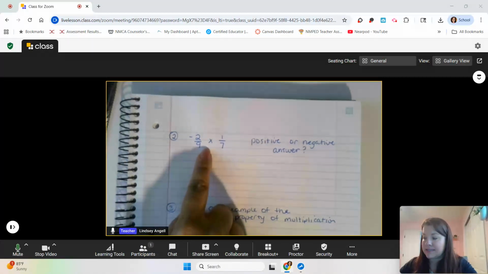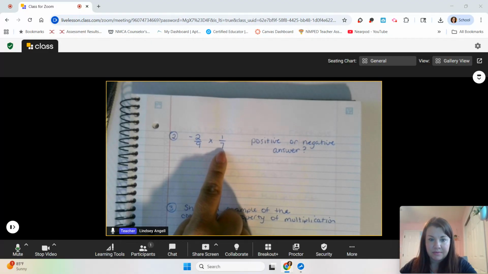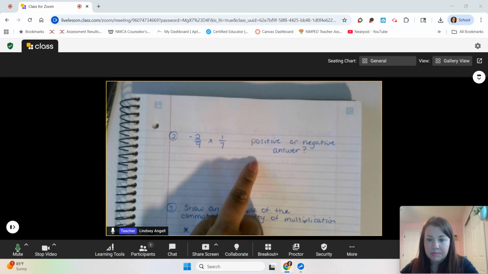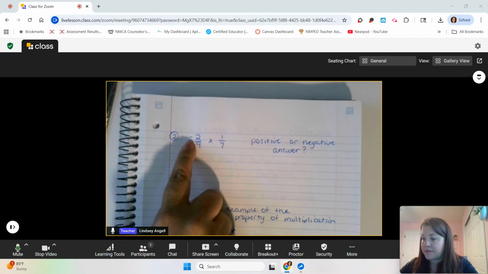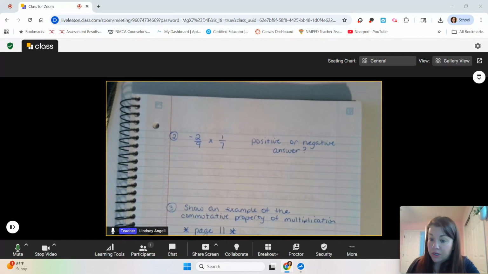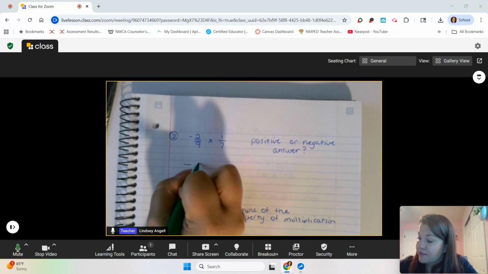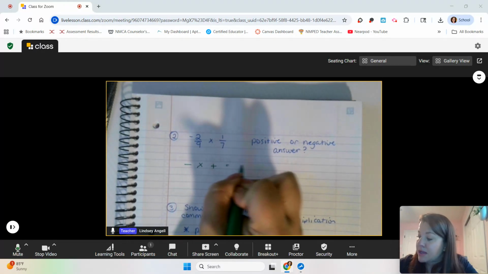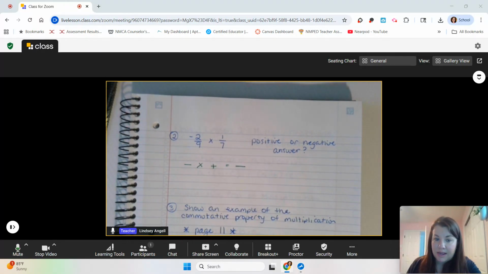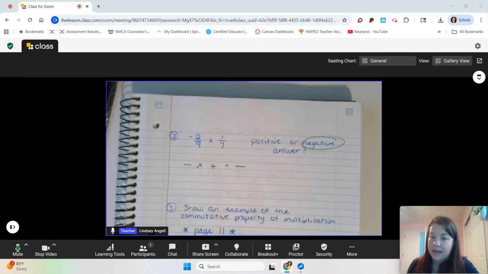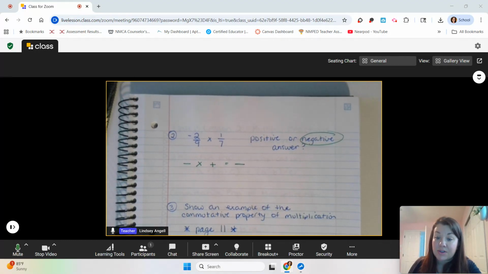Negative 2/9 times 1/7. And we just want to know, is this going to be a positive or a negative answer? Right? Well, you have a negative times a positive. If you go back to that chart that we just had on the previous page, a negative times a positive gives you a negative answer. So in this case, this would be negative. If the signs are the same, then you have a positive answer.